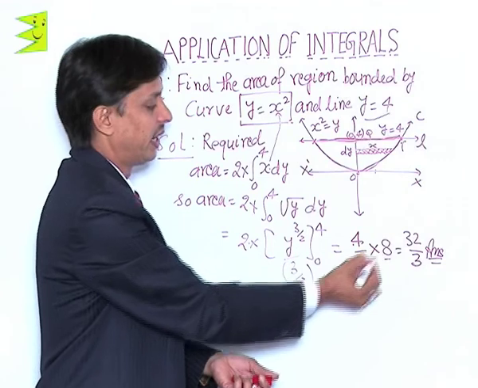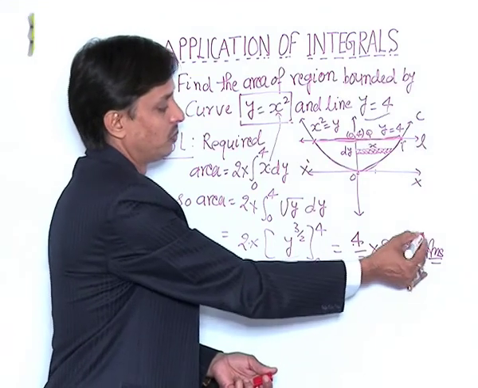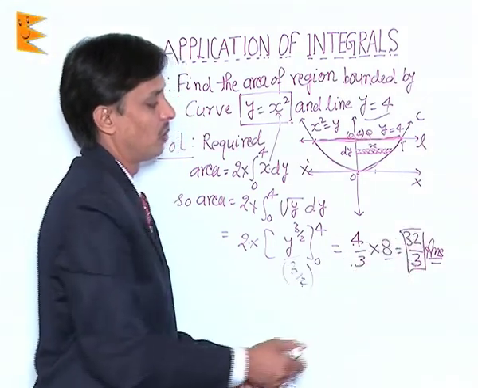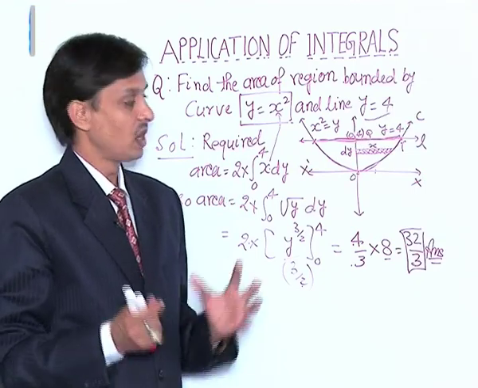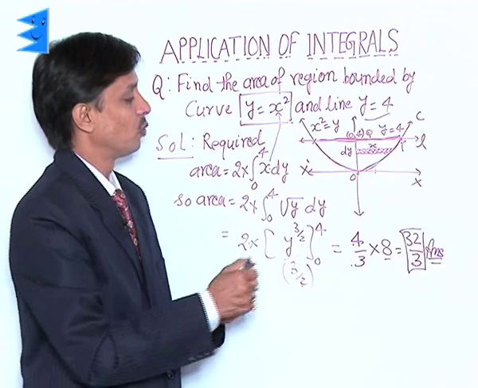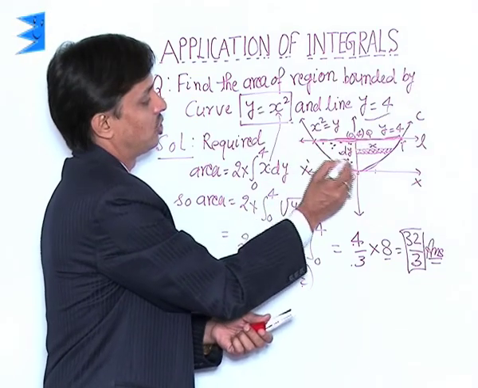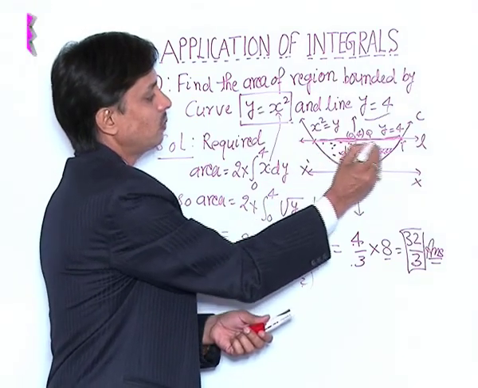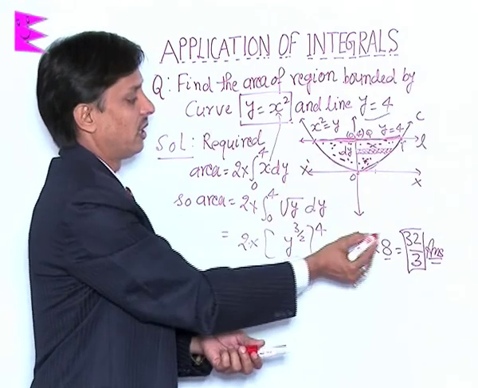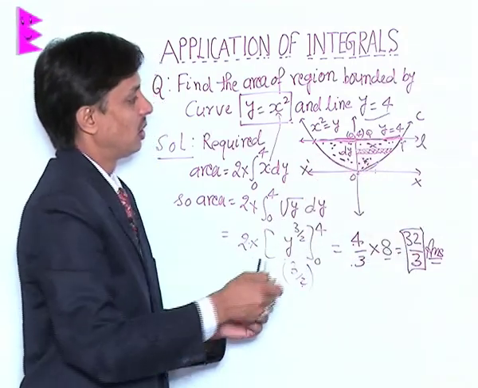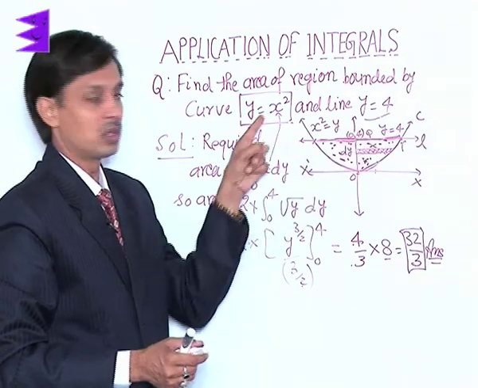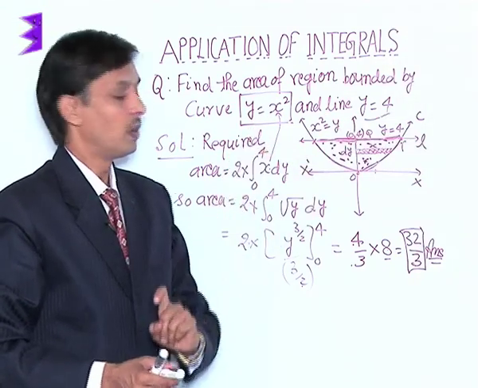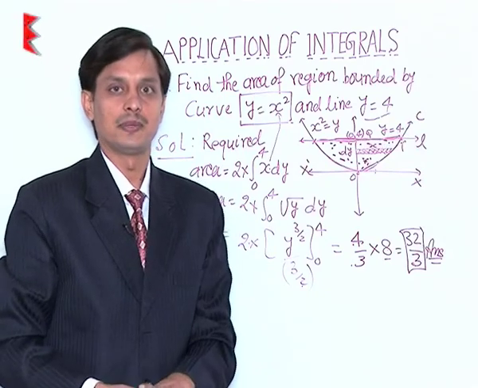0 to 4, that is 8, 8 fours are 32, so this is 32 upon 3 unit square is the area of that part which you can see as shaded in the curve, and that is 32 upon 3, the required area enclosed between the line y equals to 4 and the curve y equals to x square.